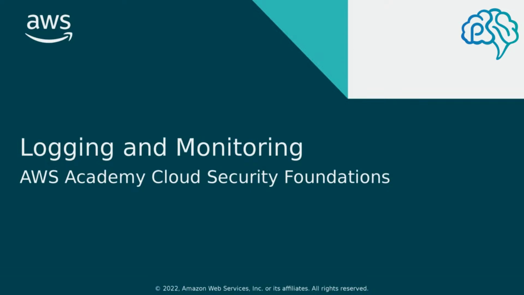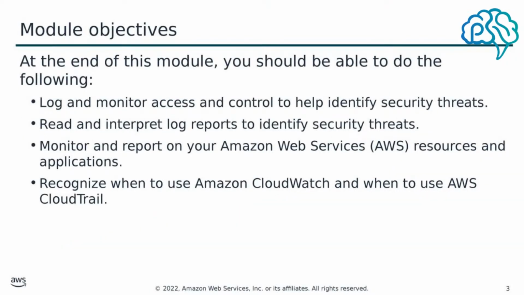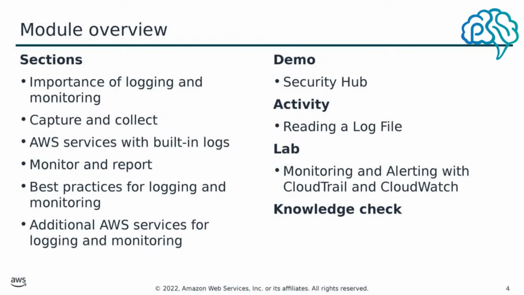So if we dive into some of the specifics, the first thing to keep in mind is what we're going to cover. Logging and monitoring access and control for security threats. We're also going to talk about how to read and interpret the logs, how to monitor and report on AWS services, and also how to use CloudWatch and CloudTrail as well. So those are the key goals here.